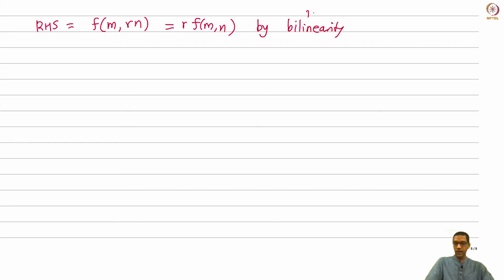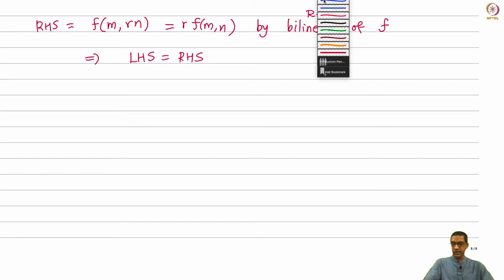Okay, this is the R bilinearity of f. So what this means is, of course, that LHS is equal to RHS. Okay, so in fact if a map is R bilinear, it's definitely R balanced. Okay, good. So what does that imply?